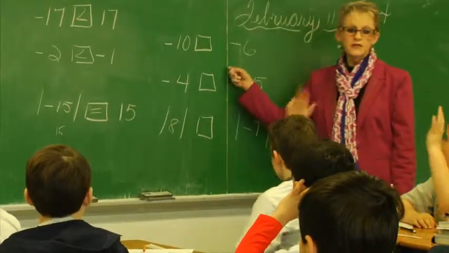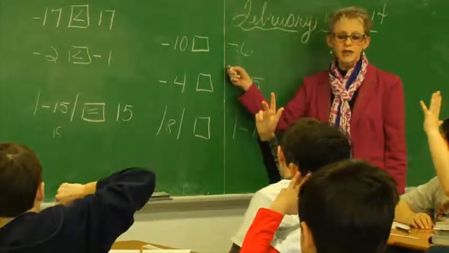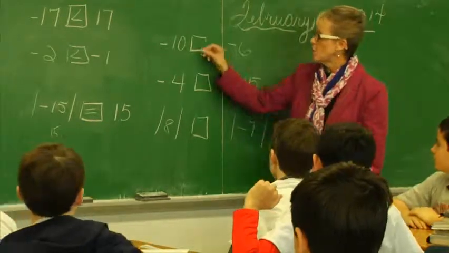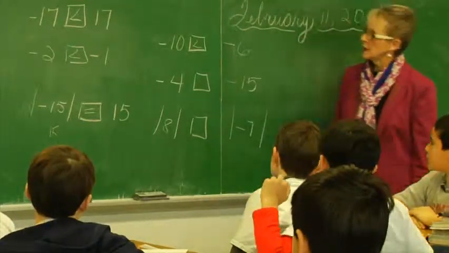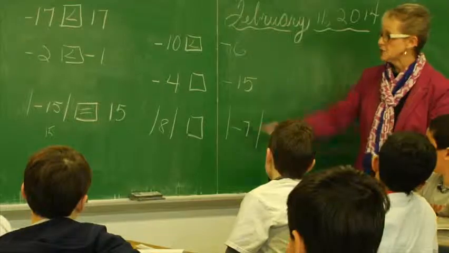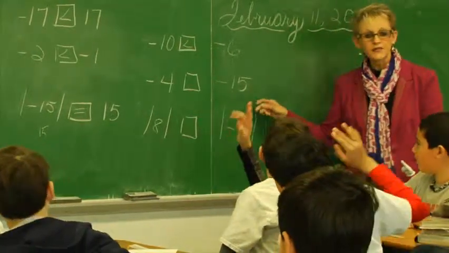What about this? Negative 10 compared to negative 6. Greater than, less than, or equal to? Less than. Why is it less than? Because negative 6 is closer to 0. Okay, nice job.